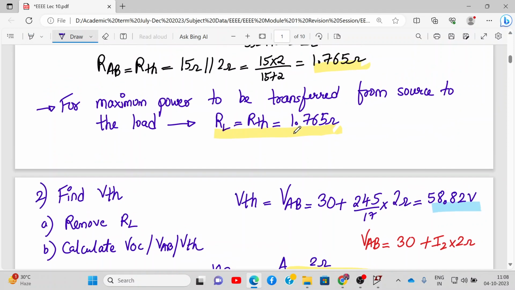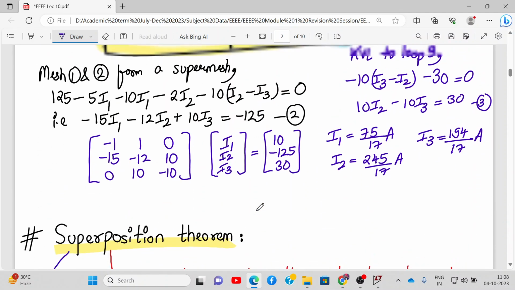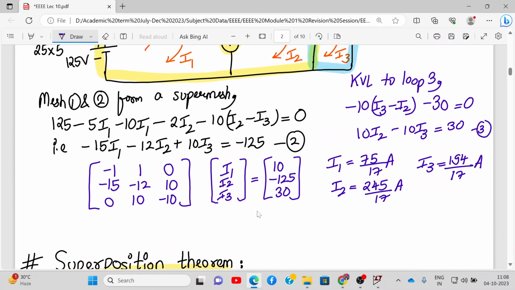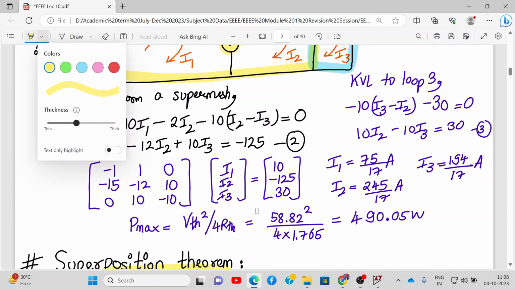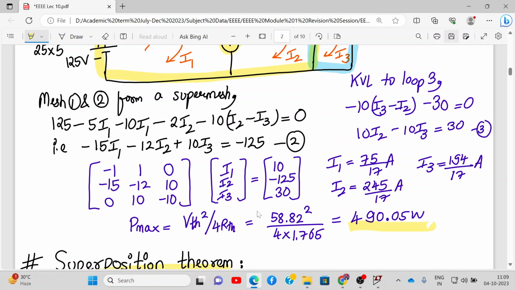So once we know the value of RTH and VTH, we can calculate maximum power. So we can write over here, P max will be VTH square upon 4 RTH. So how much is VTH? 58.82 square divided by 4 times RTH, which is 1.765. So this will come out to be 490.05 watts. So this is my maximum power through the load resistance RL, and RL value is 1.765.